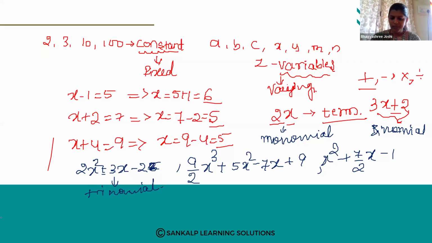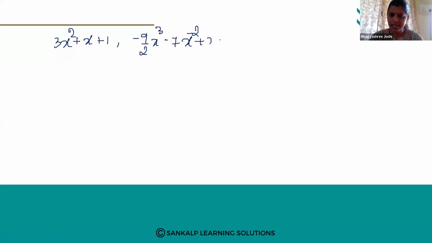Yes. So, here, another thing I want to tell you, that is, see, 3x square plus x plus 1. This is one example. Minus 9 divided by 2x cube minus 7x raised to 2 plus x plus 1. This is another example. Next, 3x minus 2. Okay.